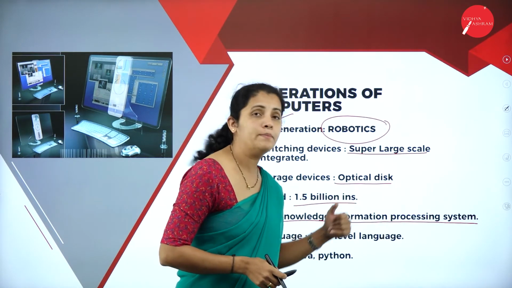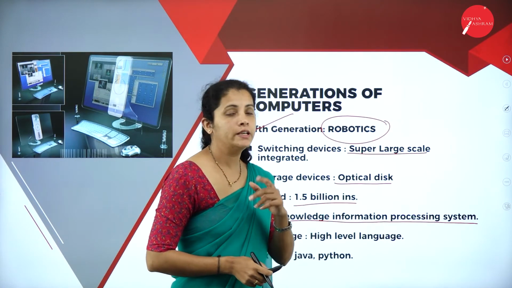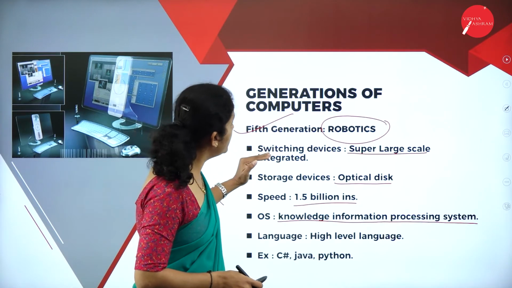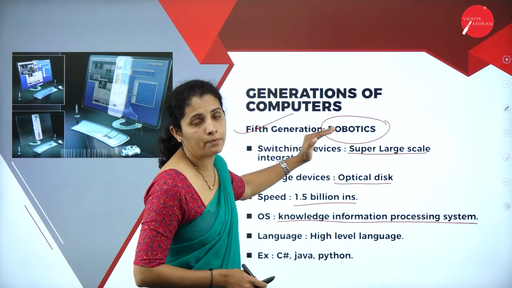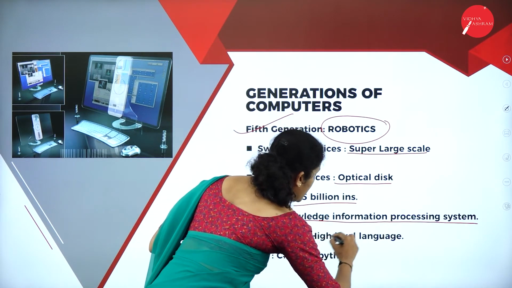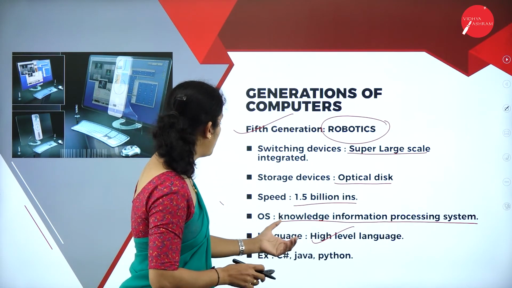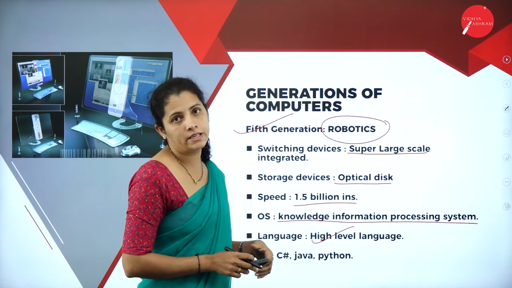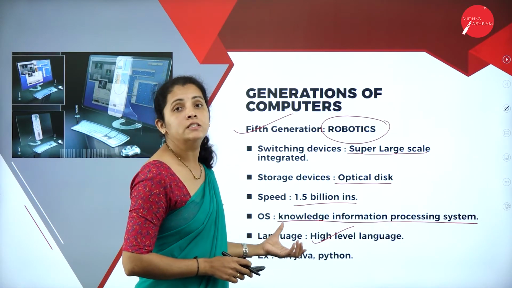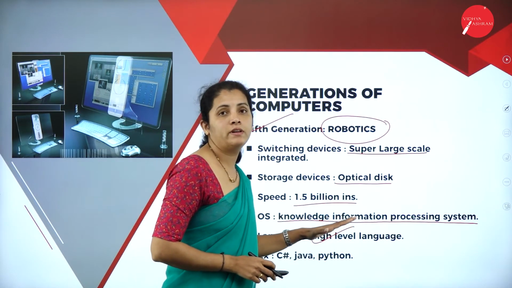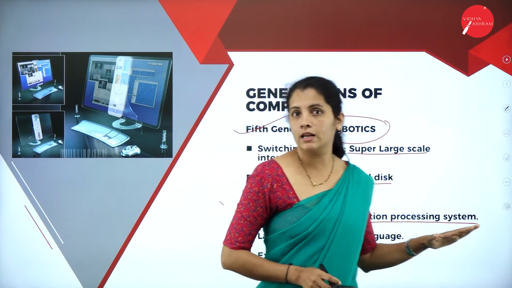So it is mainly based on artificial intelligence, and the programming language supported by these computers is nothing but the high level programming language. And some examples for high level programming language here are C#, Java and Python. These are some examples for high level programming language.